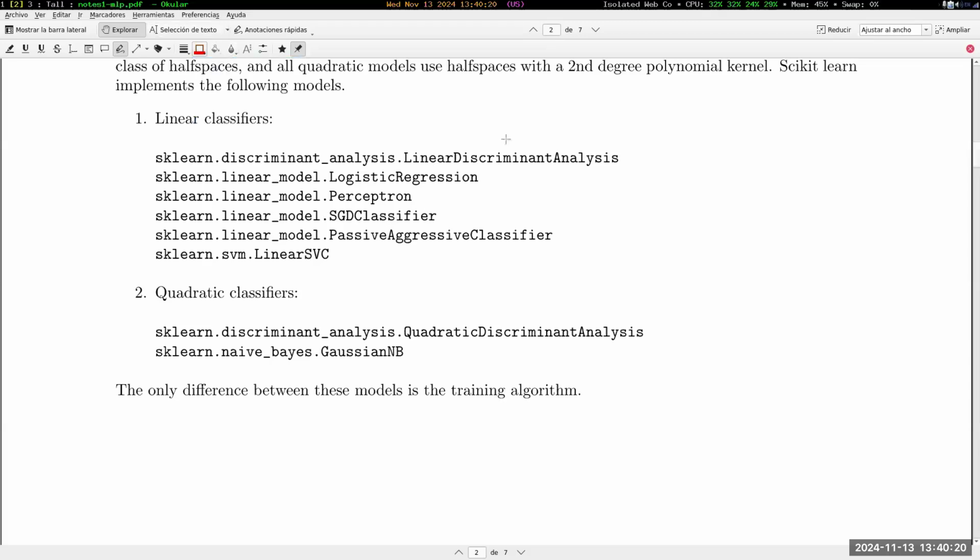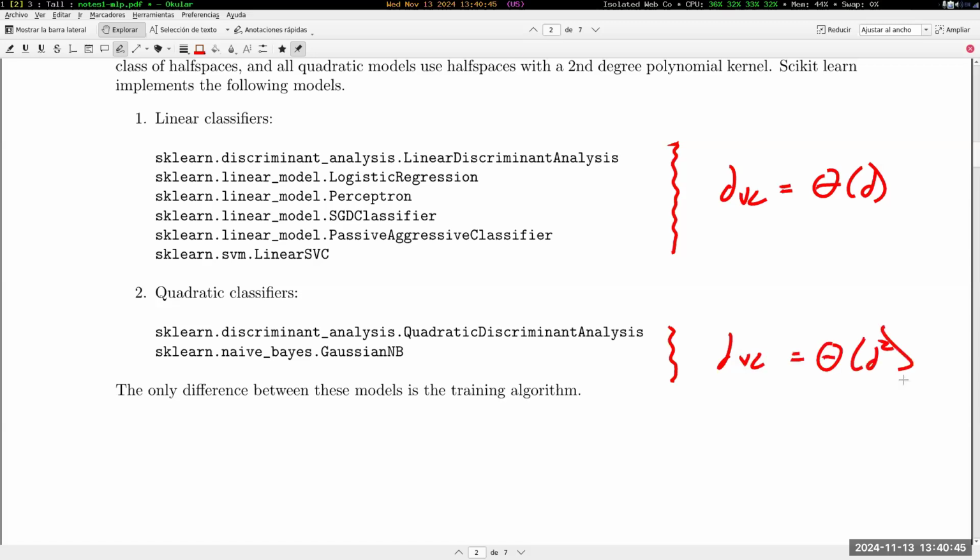The other main thing that I probably touched on, but maybe didn't make super clear, about these models is that all these linear classifiers have a VC dimension of theta of D because they are linear models. They all use the same perceptron hypothesis class. And for these quadratic models, the VC dimension is theta of D squared because they are using the second degree polynomial kernel before using the perceptron hypothesis class.